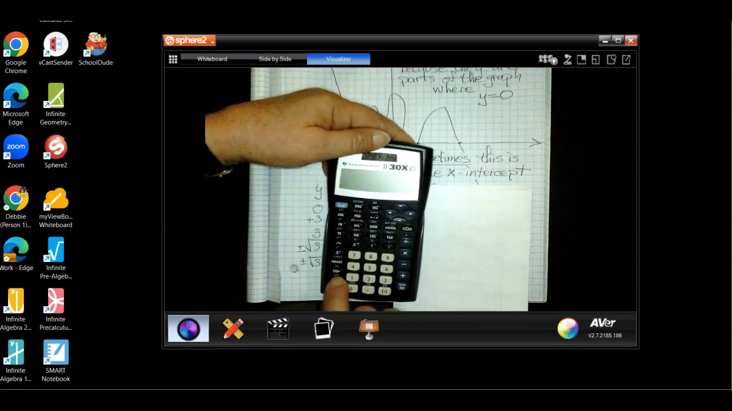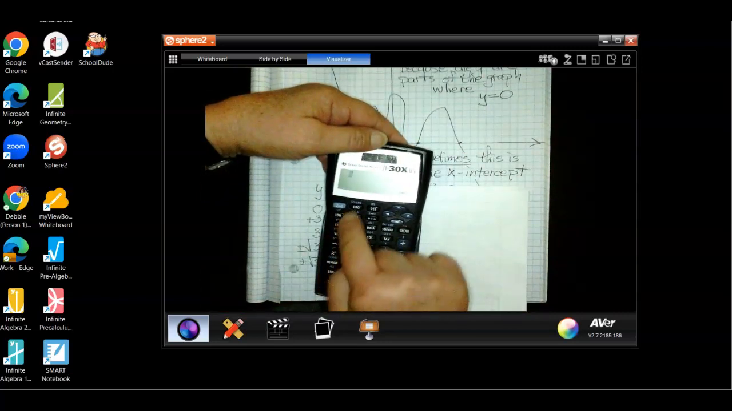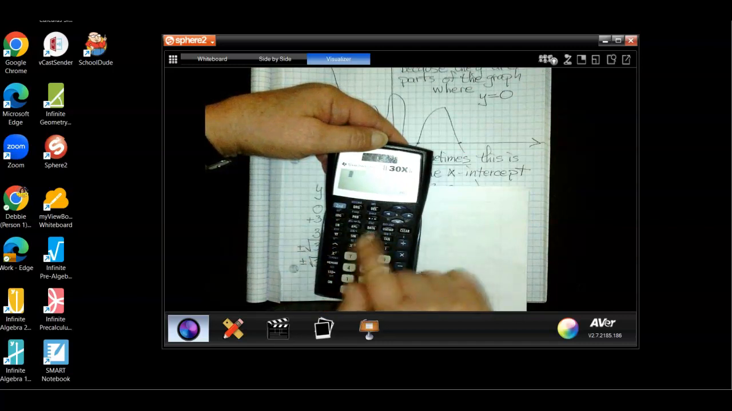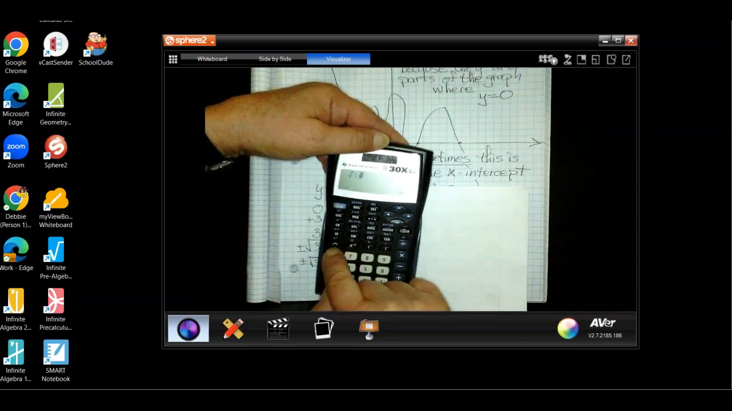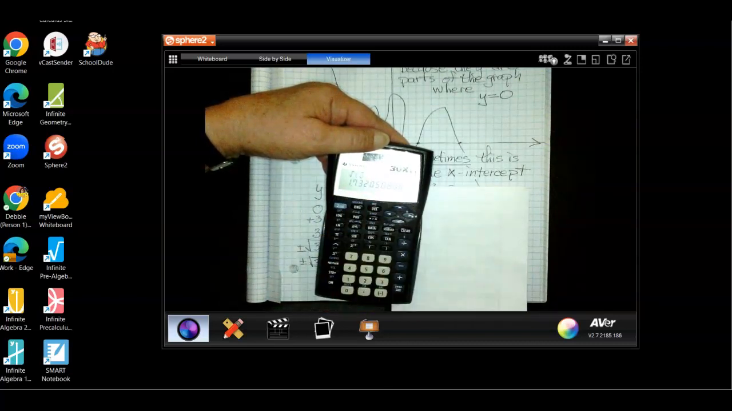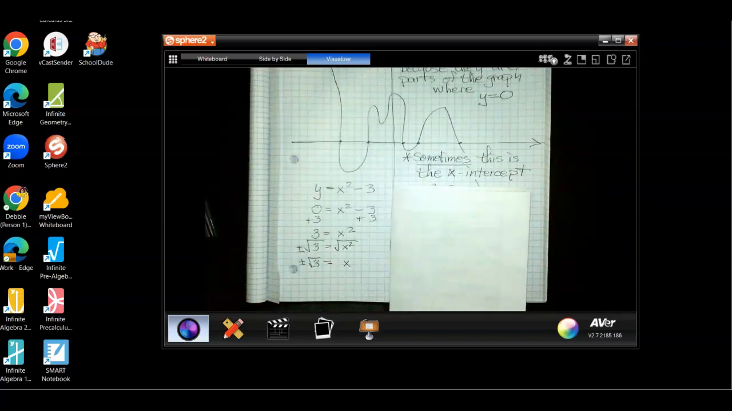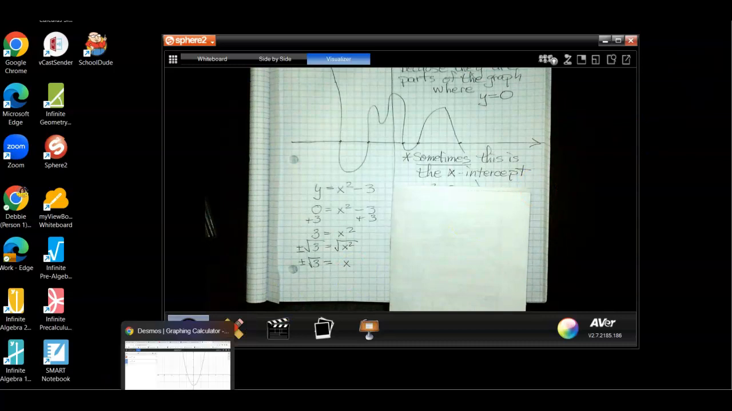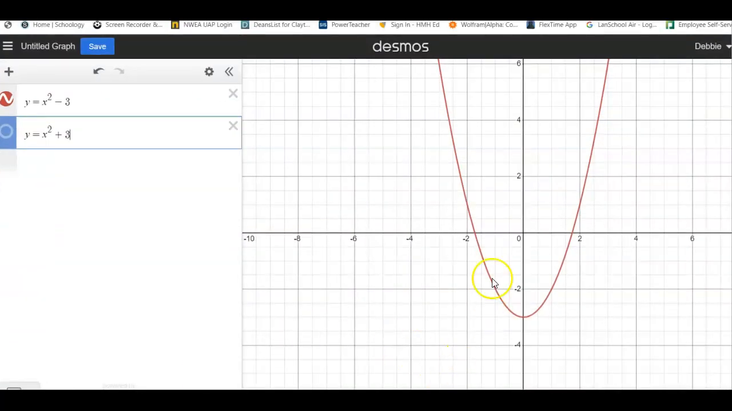Now, if you put the square root of 3 into a calculator, you will notice that you see the first 4 numbers of that square root, 1.732. Now, let's go back to Desmos, and you will notice that if you click on these zeros, look at what they equal: 1.732 and negative 1.732, plus or minus the square root of 3.